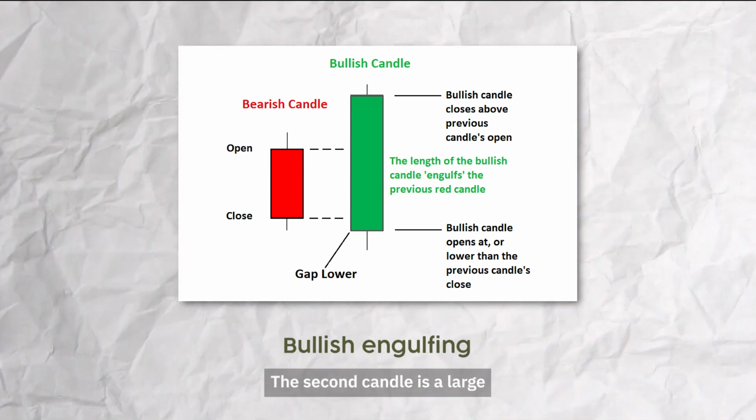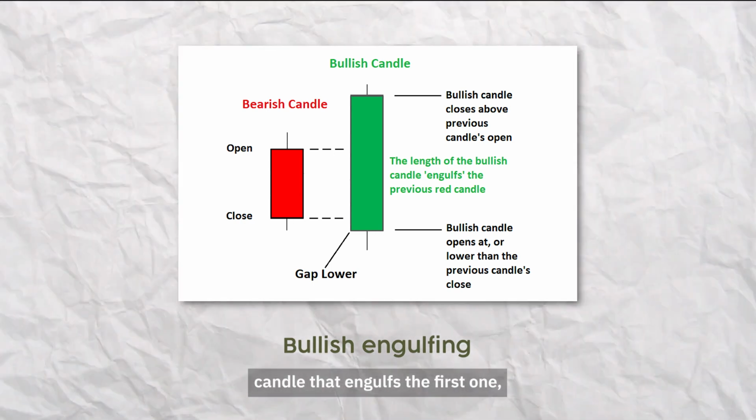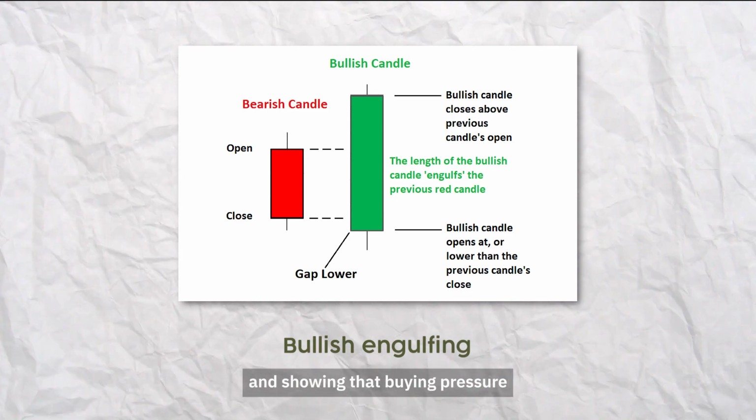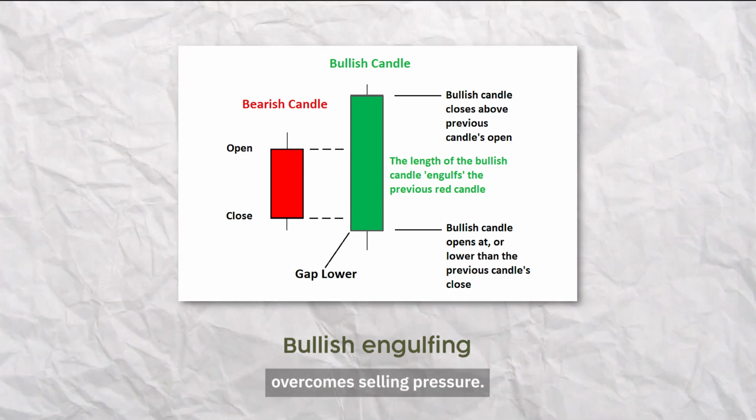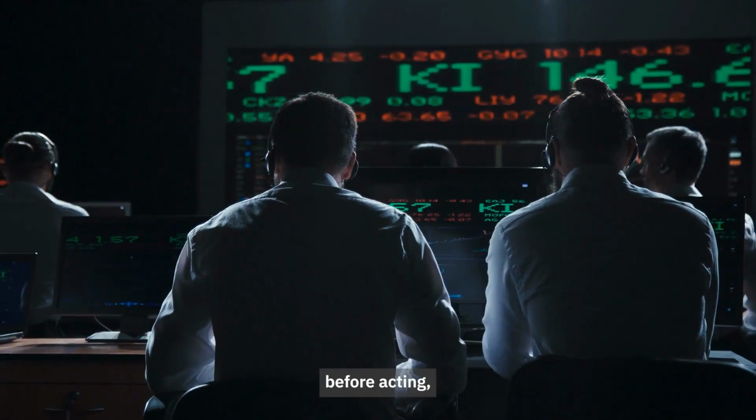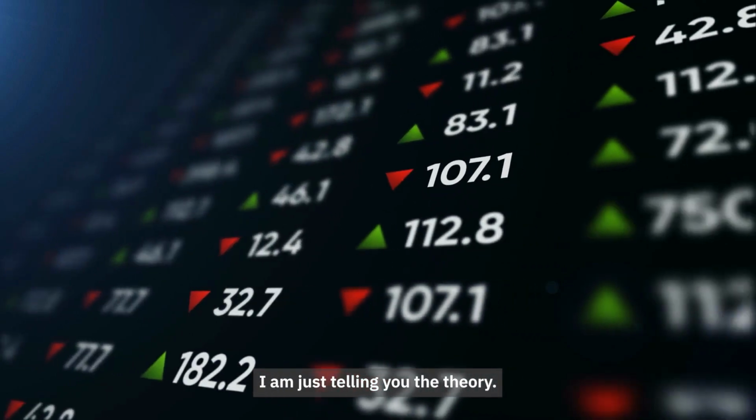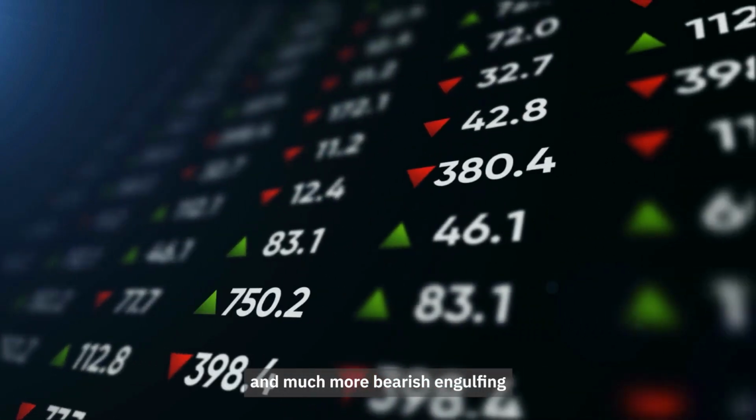The second candle is a large bullish, green or white, candle that engulfs the first one, indicating a possible reversal and showing that buying pressure overcomes selling pressure. Traders often wait for additional confirmation before acting. And I am not telling you to buy that stock or crypto, I am just telling you the theory after reading so many books and much more.